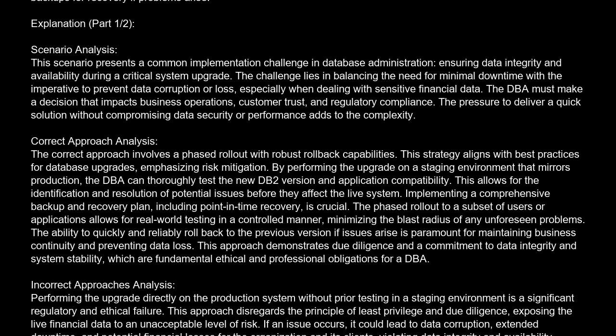This approach demonstrates due diligence and a commitment to data integrity and system stability, which are fundamental ethical and professional obligations for a DBA. Incorrect approach analysis. Performing the upgrade directly on the production system without prior testing in a staging environment is a significant regulatory and ethical failure. This approach disregards the principle of least privilege and due diligence, exposing the live financial data to an unacceptable level of risk.